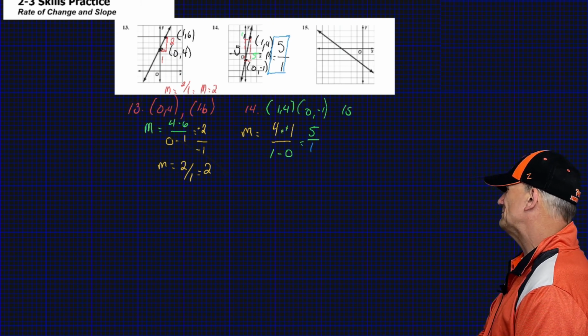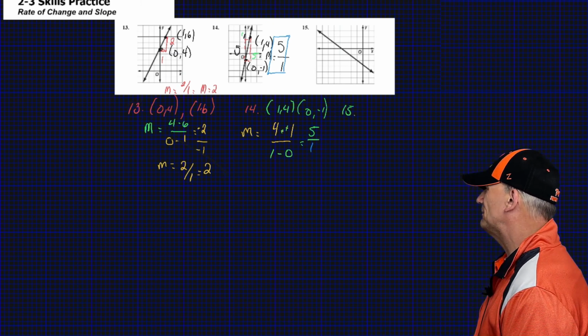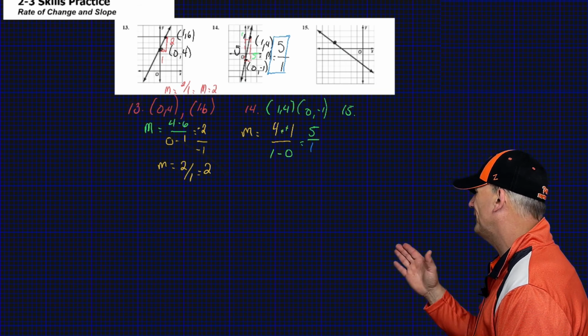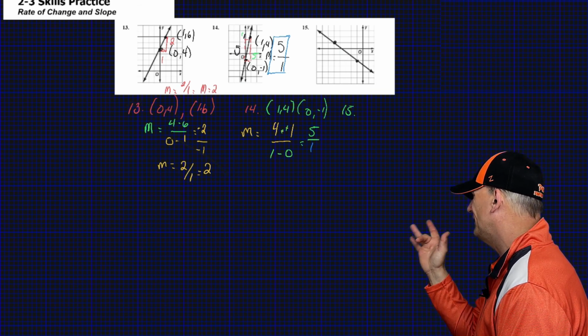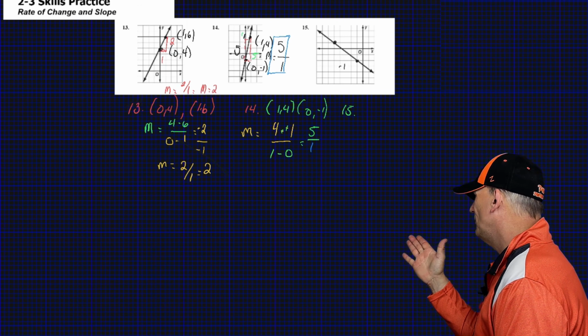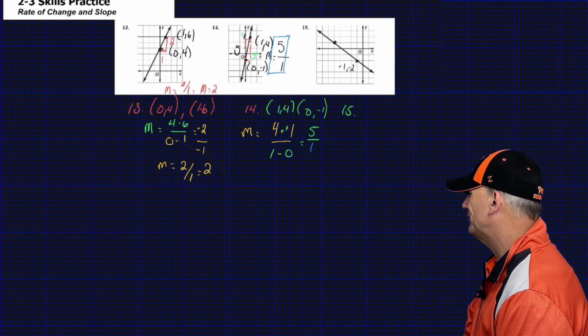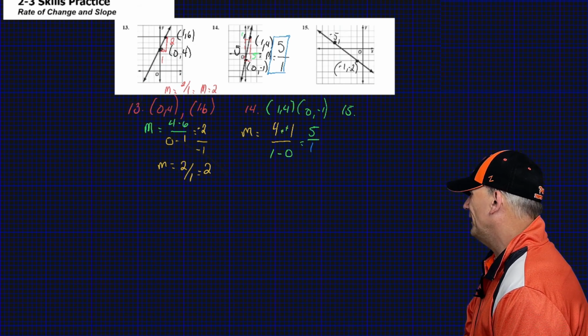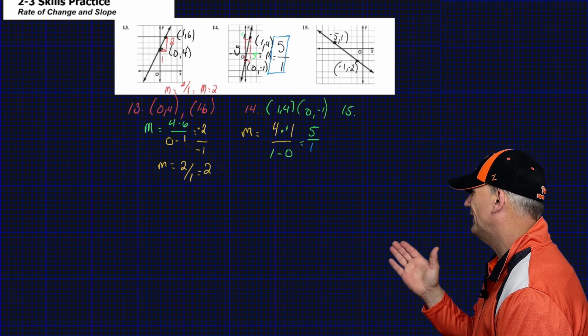All right, last one. What points would you use to calculate slope? Looking at this graph, I'm thinking 0, negative 4, looks like a good point. And then negative 1, negative 2. Okay, so how many units over to the left and up?